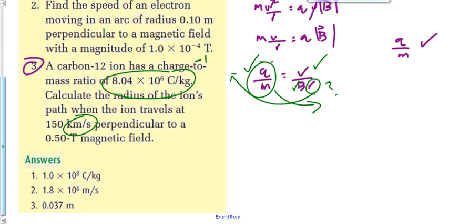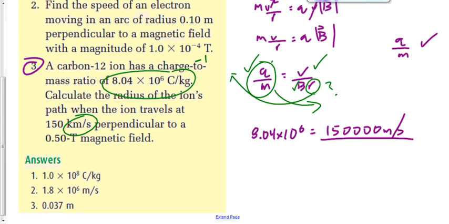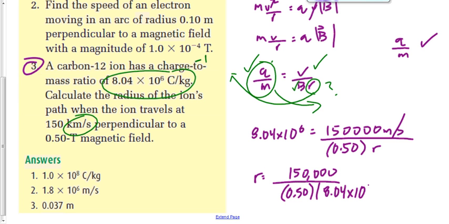So let's sub that in then. Q over M is 8.04 times 10 to the 6. V is 150,000 meters per second. It's not 150 divided by 3.6 because it's not kilometers per hour. B is 0.50. Solve for R. R goes up, Q over M goes down. And then check that on your calculator, but that should give us 0.037 meters.